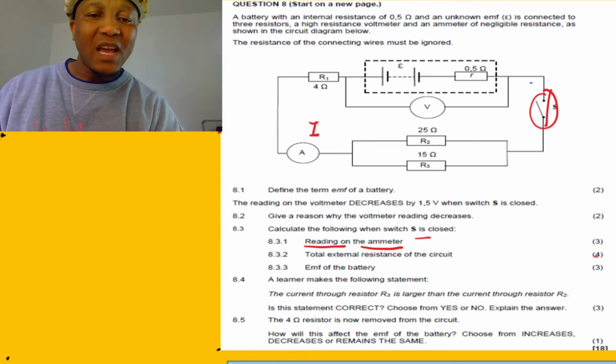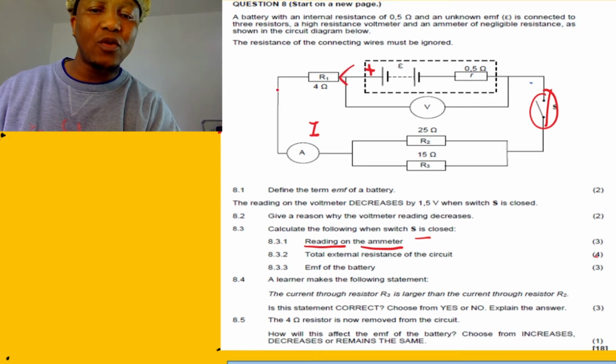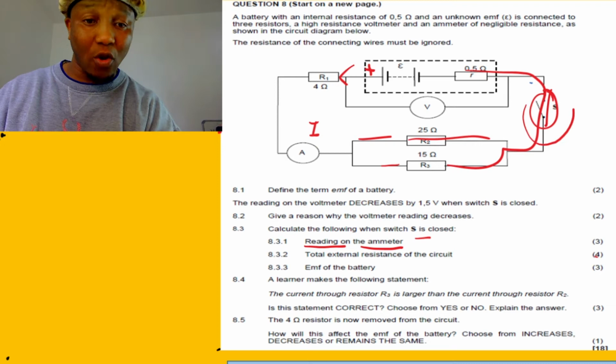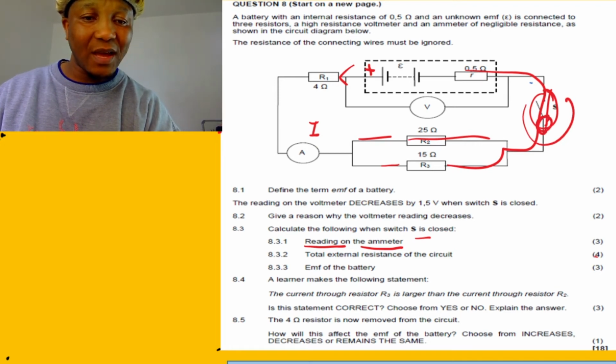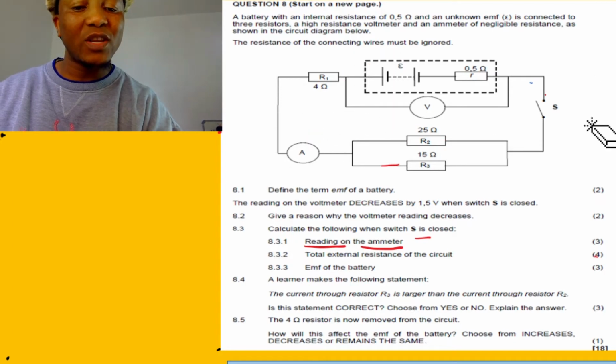Now look, if this is closed, the current is going to be passing all the way, split, meet up again, and then pass again. It means it's going to be circulating because it's closed. But when it's open, it only stops here. Now let's find the current that passes when it's closed.